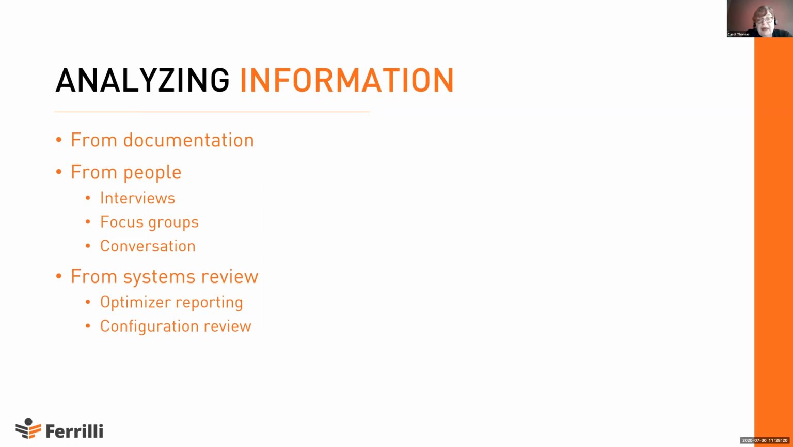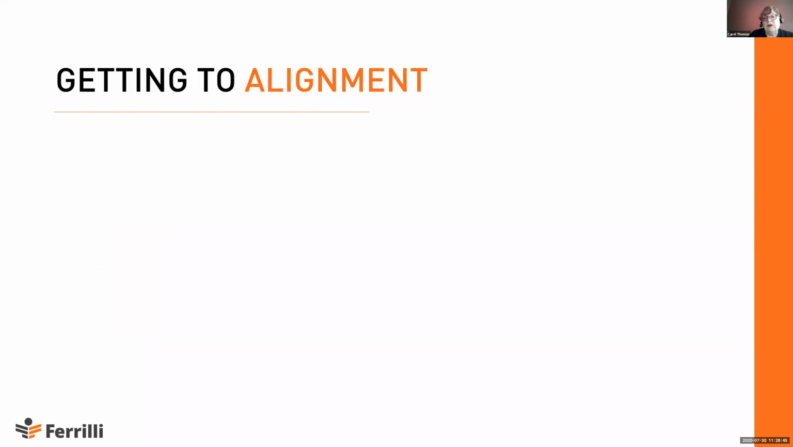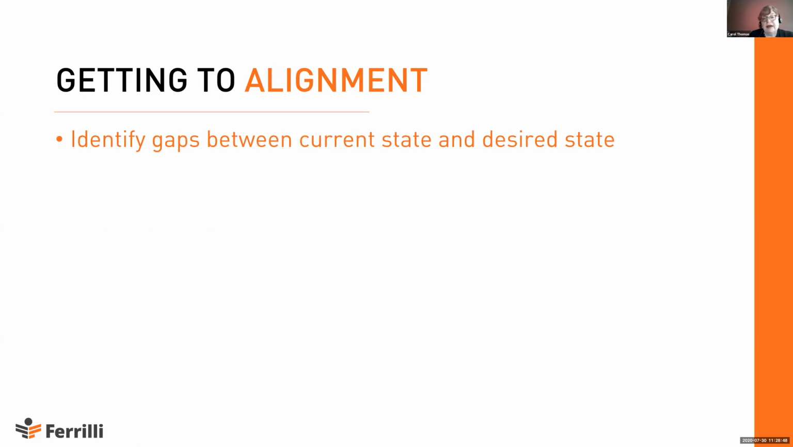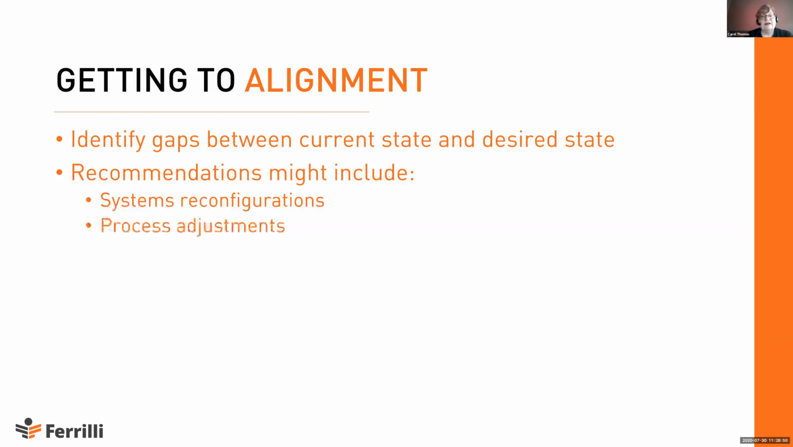Our systems review will depend on the systems that you have. Some systems allow us to run something called an optimizer report that lets us take a look at your overall configuration. We would do this to look for issues of access, of challenges with automations and other kinds of things. We would also look at the configuration that impacts admission and recruiting of any system that we could have access to. And then we work to help you get to that alignment by identifying those gaps between current state and desired state and developing recommendations that might include simple systems reconfigurations.